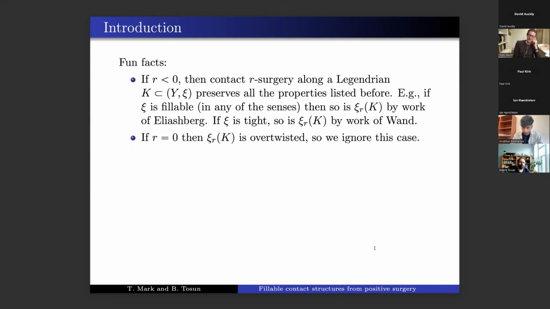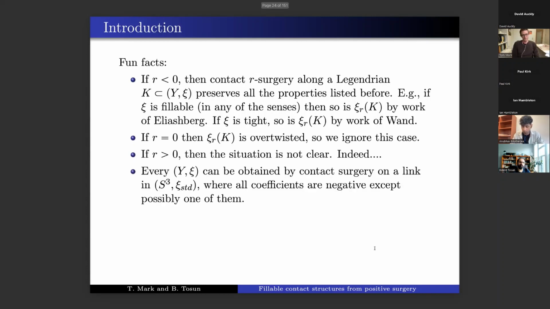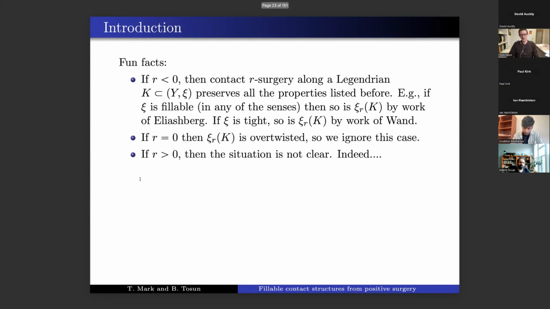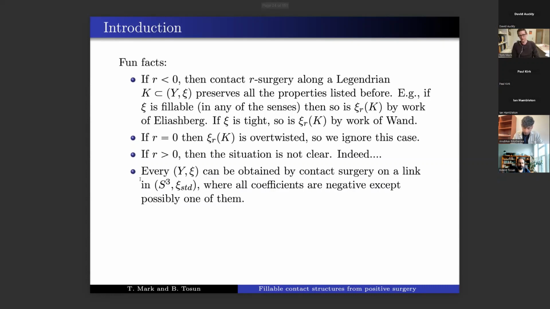If you do contact zero surgery, you always get something overtwisted, which is never fillable, so let's not worry about that. So let's think about positive surgery. Anything can happen in principle, because there's a theorem that says that every contact manifold can be obtained by surgery on some link in the standard 3-sphere. And in fact, you can make all the surgery coefficients negative except possibly one of them.